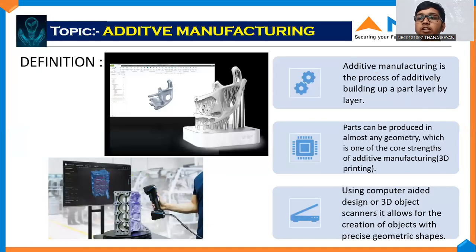So by using the computer-aided design or 3D object scanners, we can create an object which is precise in geometry. Parts can be produced in any geometry, which is the core strength of this additive manufacturing.